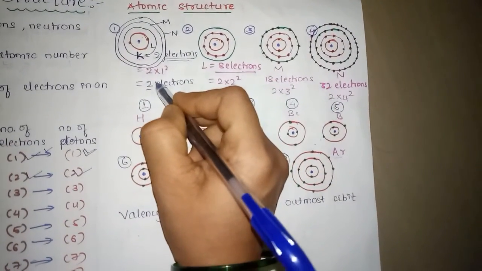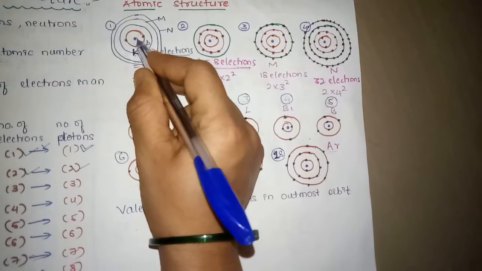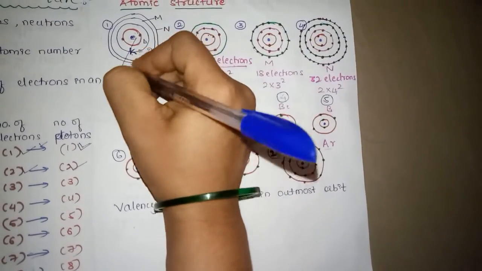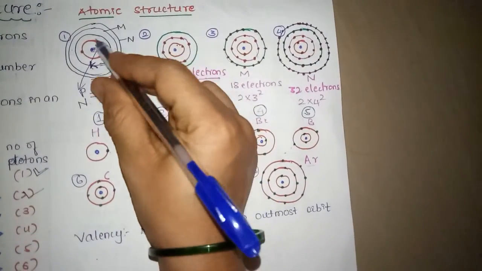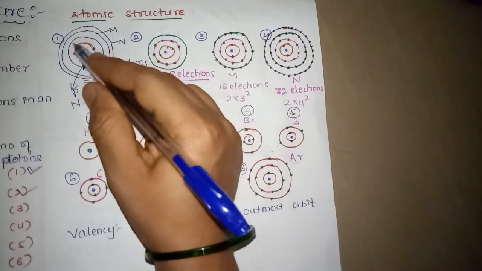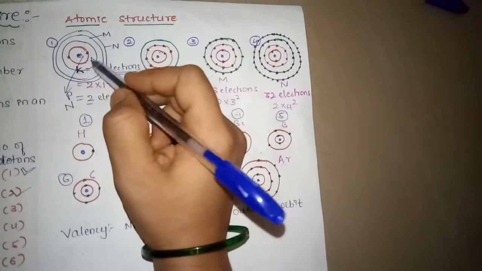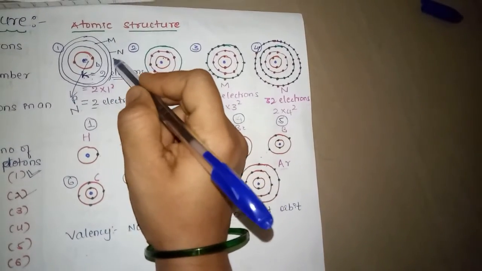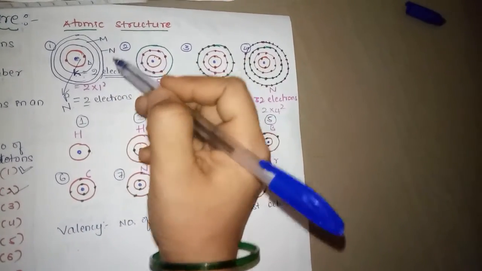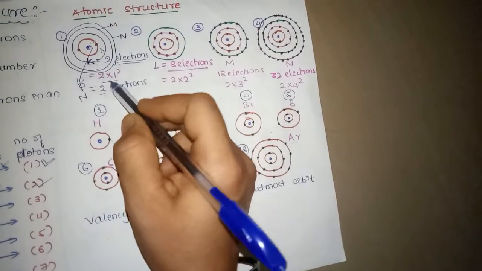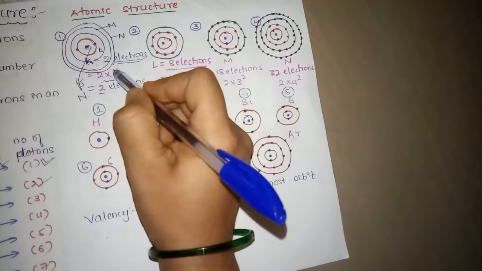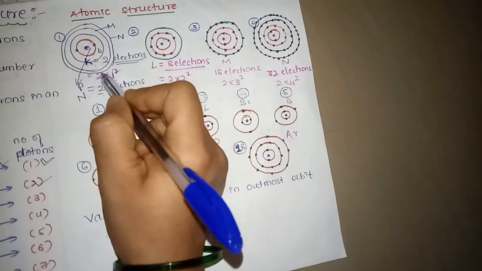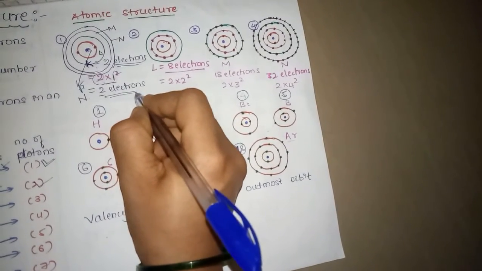Now let us see what the atomic structure is. In each atom there is a nucleus inside. In this nucleus we have protons and neutrons, and the electrons are rotating around the nucleus in orbits. Let us take the orbits as K, L, M and N. We are taking 4 orbits. Each orbit has its capacity. That is, the first orbit has 2 into 1 square. That means 1 square is equal to 1, and into 2, so it has only 2 electrons in its orbit.